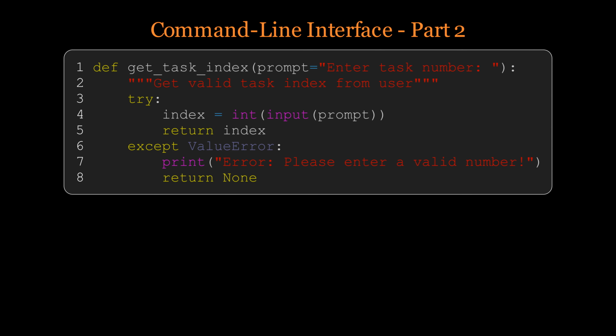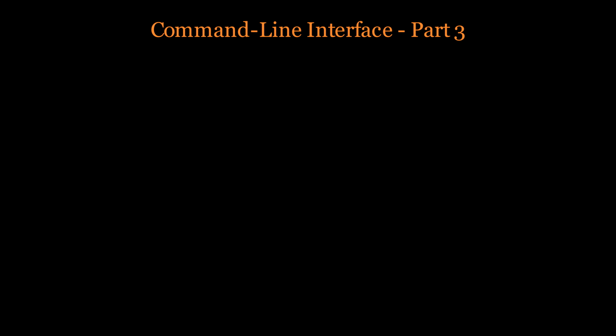If conversion succeeds, we return the index. If it fails, we catch the value error, print a friendly error message, and return none. The calling code can check for none to know the input was invalid. This defensive programming prevents crashes from invalid input. Now for the main function. This is the heart of our application.